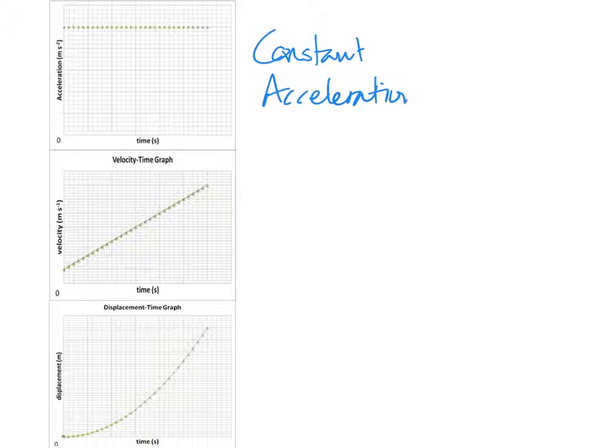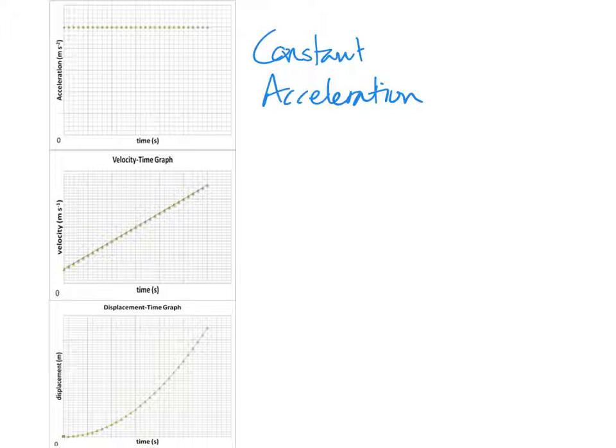And what this first graph shows us is that the acceleration is constant for all the values of time. It doesn't change. So a flat graph across means that that value is remaining constant. So this is constant acceleration. And then once we know that, that gives us some idea about what's going on with the velocity time graph.